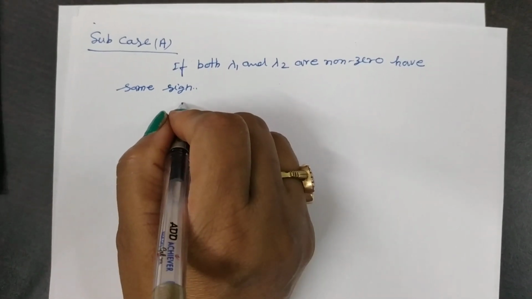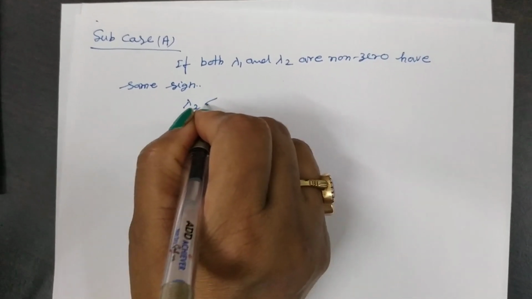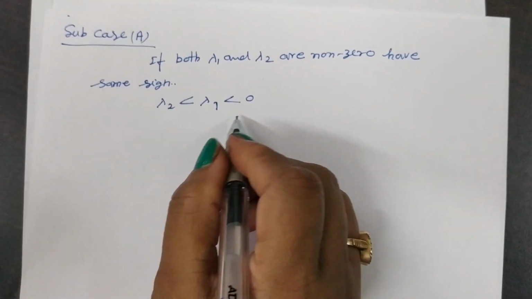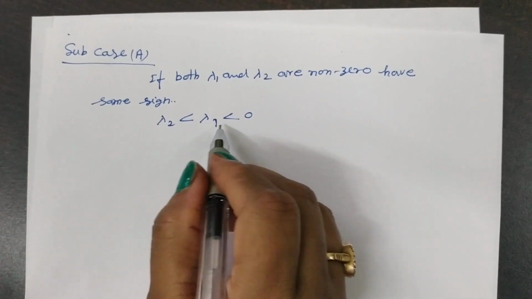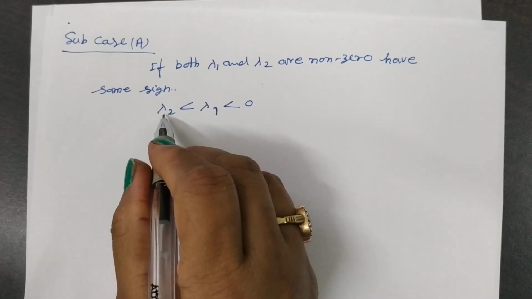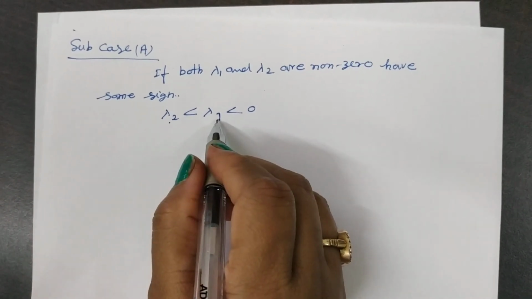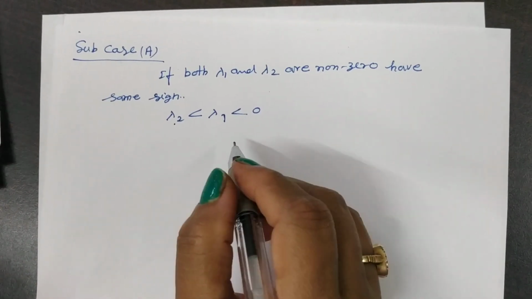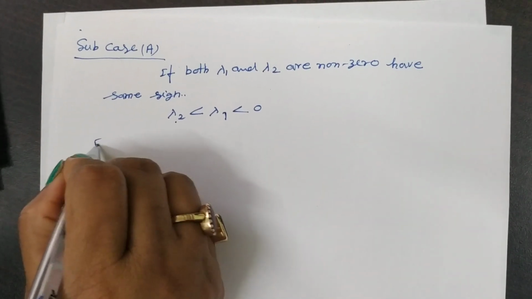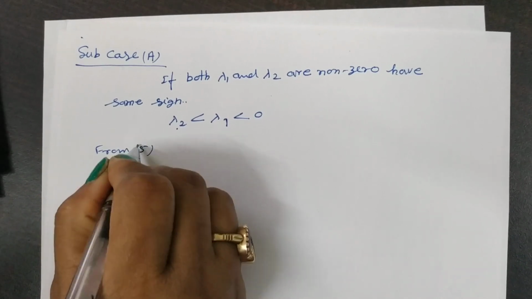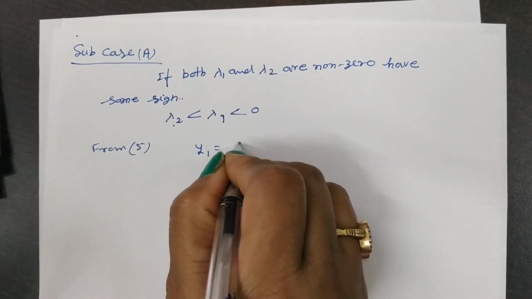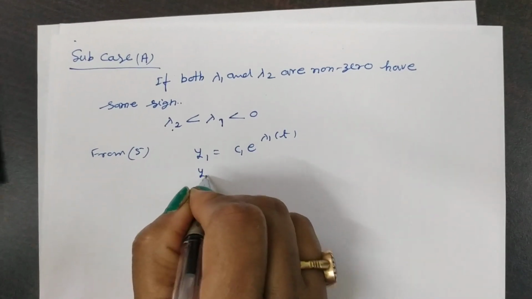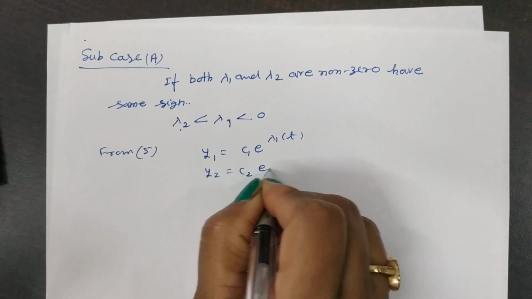Suppose lambda 2 is less than lambda 1 is less than 0, that is, both roots are negative. Lambda 2 is negative and lambda 1 is also negative, for example minus 3, minus 4. Now from equation 5, y1 = c1 e^(lambda 1 t) and y2 = c2 e^(lambda 2 t).